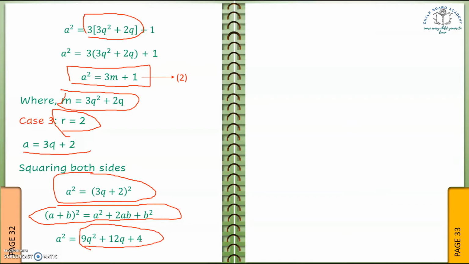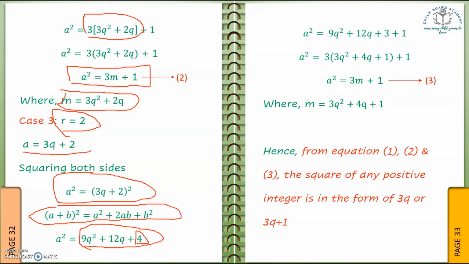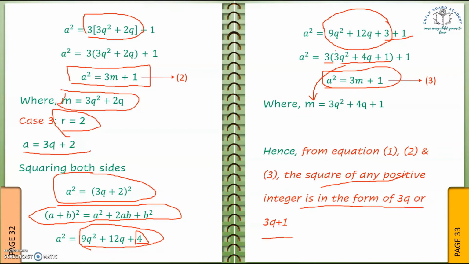Here we are not getting 1. So what we can do is split this 4 into 3 plus 1. Now this whole term has 3 in common. So we have taken 3 common, and what is left in the bracket is called m here. So we got a square is equal to 3m plus 1. This was what we were supposed to prove. So from equations 1, 2 and 3, the square of any positive integer is in the form of 3q or 3q plus 1.